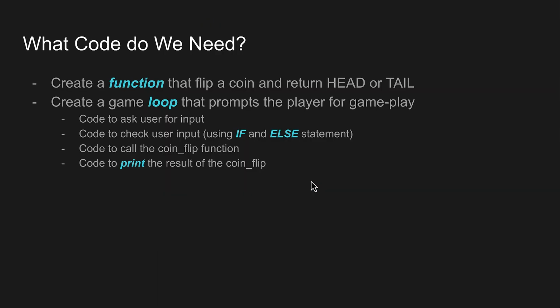Well, what code do we need? First, we want to create a function that flips a coin and returns head or tail. And then we're going to create a game loop that prompts the player for gameplay. In this game loop, we will ask the user for input, we will check the user input using the if and else statement. And then we will call the coin flip function, then print the result of the coin flip function. This is called a quick design.